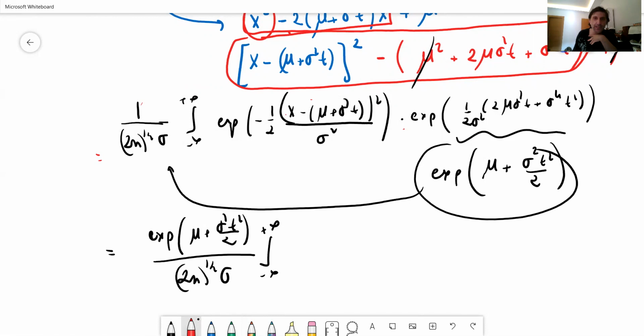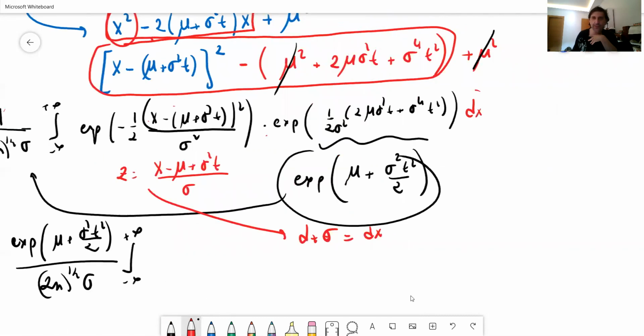So what I'm going to do is call z equal to x minus mu, divided by the standard deviation. So dz times the standard deviation is going to be equal to dx. So I'm going to replace the dx here, which I forgot to write here, with dz, this term.